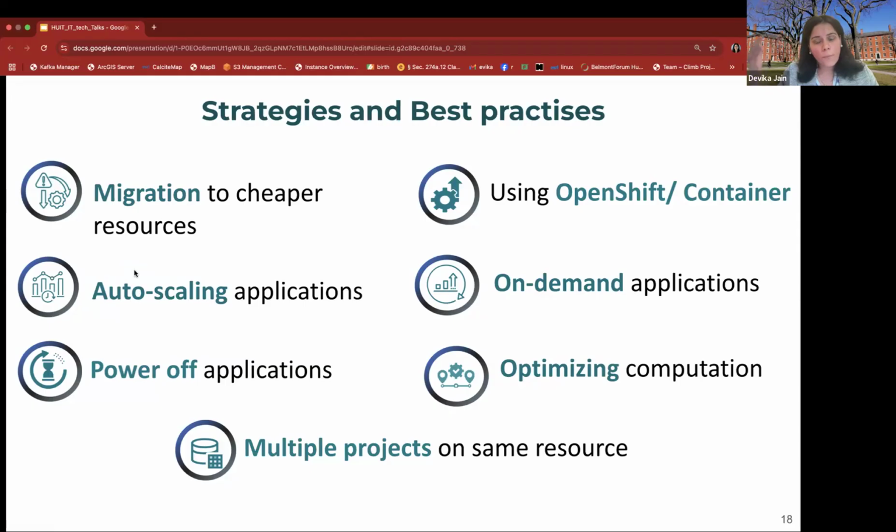Then using OpenShift containers and Docker helped us a lot to launch the processes as and when needed. It also helped our users not to worry about the backend of installing these geospatial systems. The system is ready for them to use, and they can focus on their research use cases.